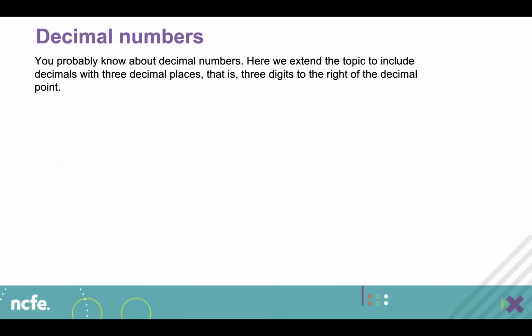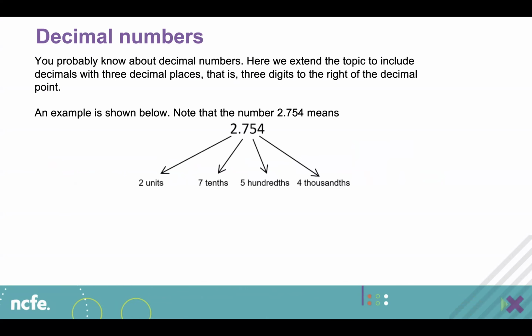Decimal numbers. You probably know about decimal numbers. Here, we extend the topic to include decimals with 3 decimal places. That is, 3 digits to the right of the decimal point. An example is shown below. Note the number 2.754 means 2 units, 7 tenths, 5 hundredths, and 4 thousandths.